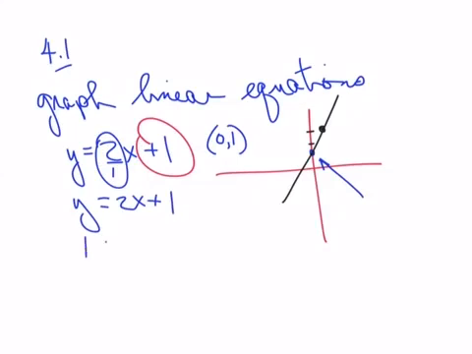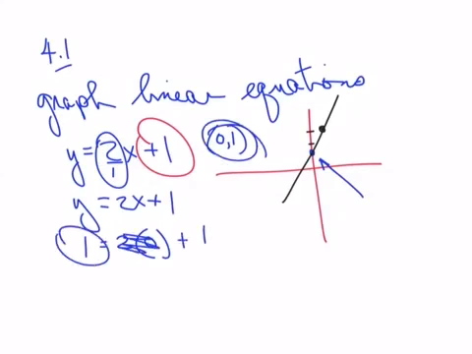Alright, so we're going to put 1 in for y, and 2 times 0, because I took this here, plus 1. 2 times 0 is 0. 1 equals 1. And that is a point that's on our line, so it's a true statement.